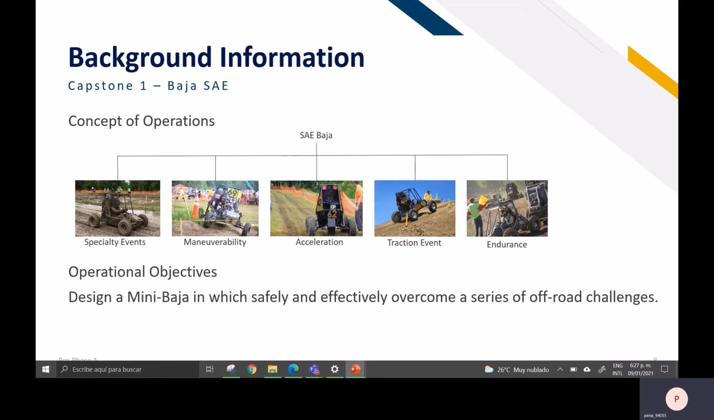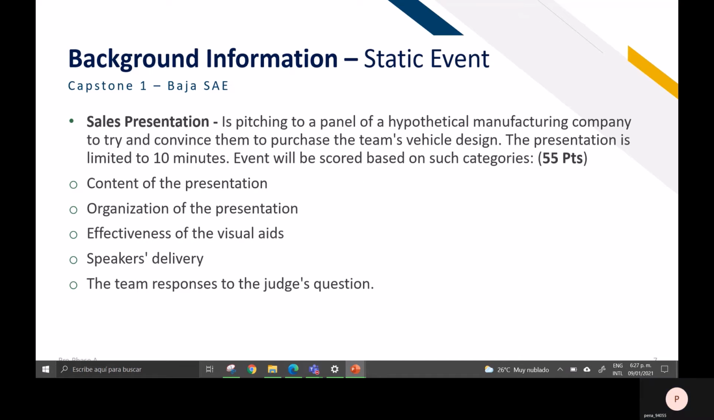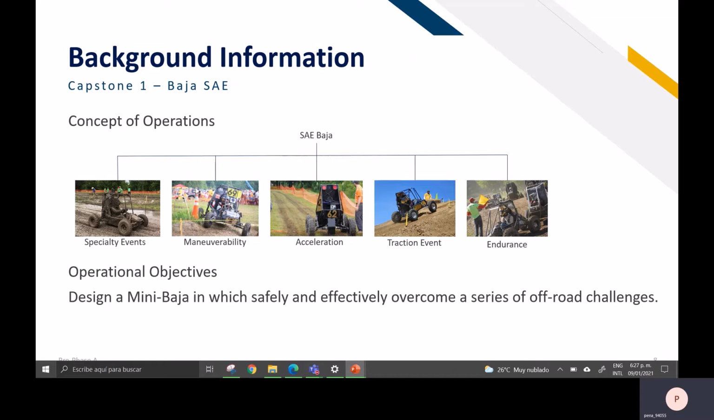Concept of operation. The concept of SAE Baja operation is the specialty event, maneuverability, acceleration, traction event, and endurance. Operational objective. The concepts that will be presented below are the dynamic tests of the SAE Baja and their score for each test.